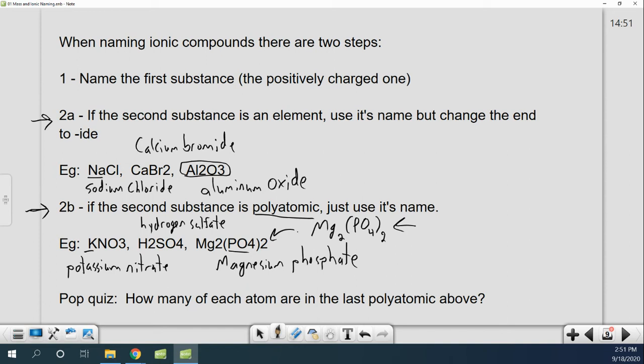Anyway, pop quiz. How many of each atom are here? So how many magnesiums do we got? Give it a shot. How many phosphoruses? And how many oxygens? What do you think? Pause the video and give it a shot.